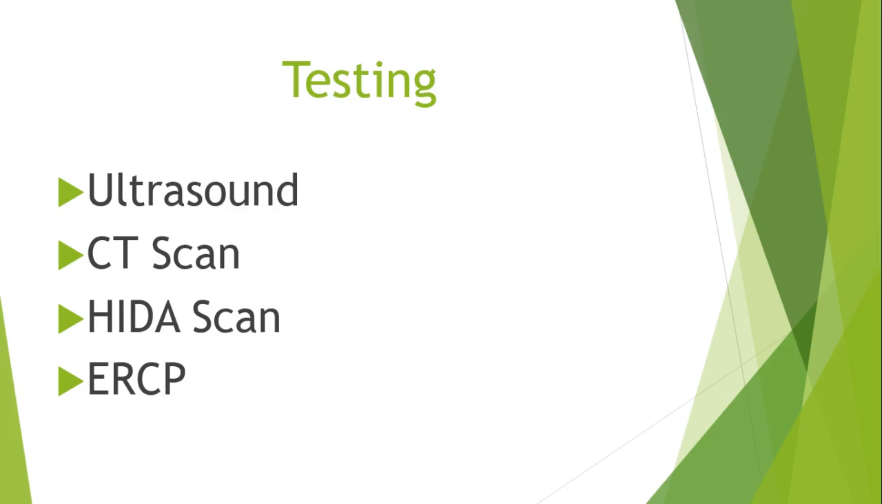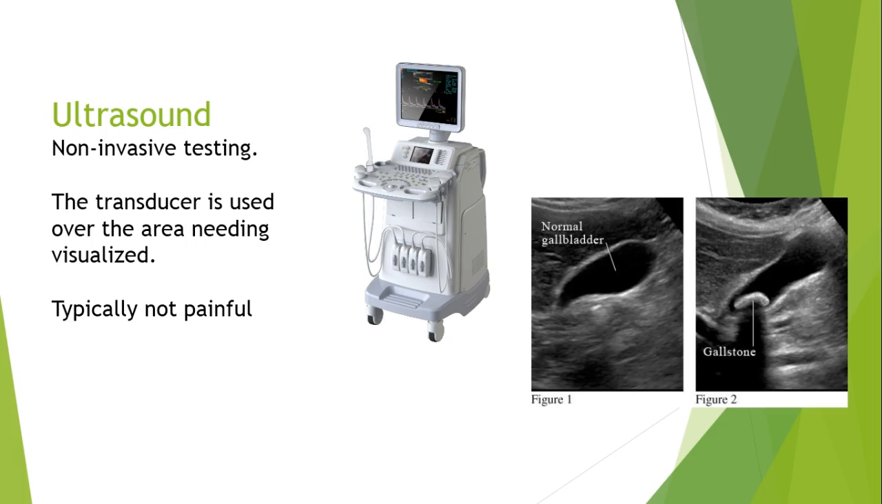Typically, there are several tests that are run to diagnose gallbladder disease: ultrasound, CAT scan, HIDA scan, and ERCP, which we'll learn more about right now. So this is an ultrasound machine. The wonderful part of an ultrasound machine is the results you get pretty quickly. It is non-invasive and usually little pain to the patient.